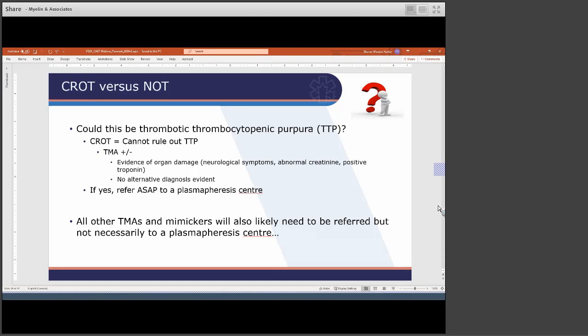I did not invent CROT. CROT sounds absolutely awful and distressing, but it will stick in your mind. So as an emergency physician, what you need to decide is: is this CROT or is this not? And what I mean by it is, could this be thrombotic thrombocytopenic purpura?